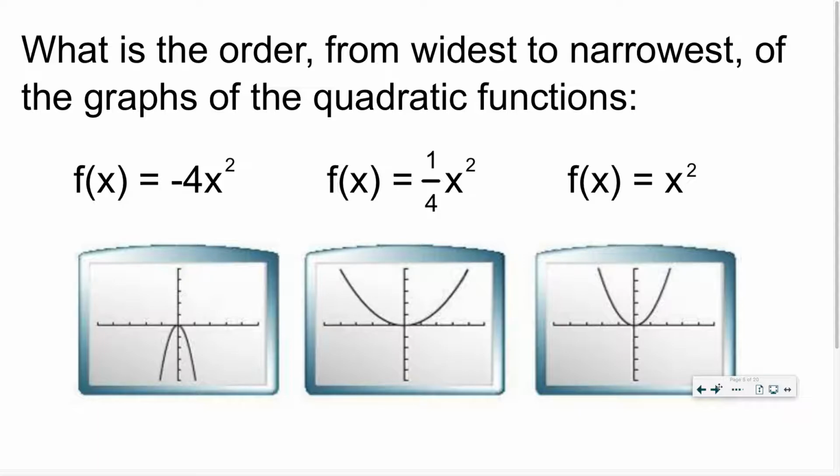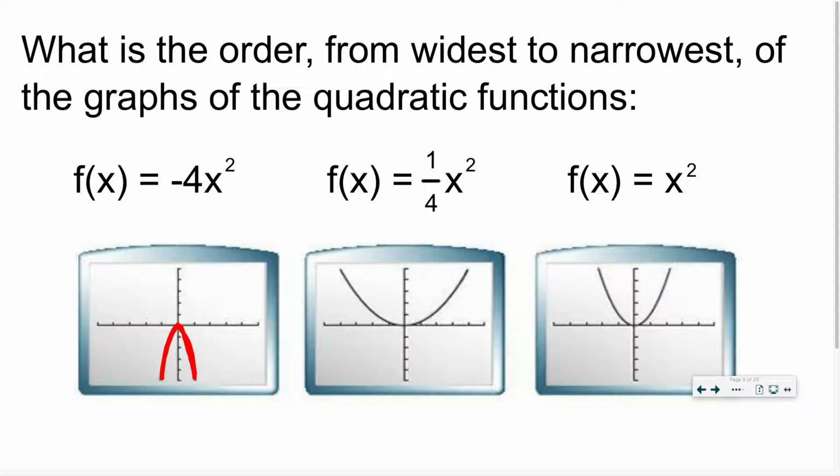Jordan, give me one. The first one goes with the first one? Yeah, the first one actually goes here. Now, there's a few reasons we know that. First, what do we know about the negative 4x squared? That means the graph's going to go down. Notice the thickness of the parabola. Is it really wide or is it really skinny?